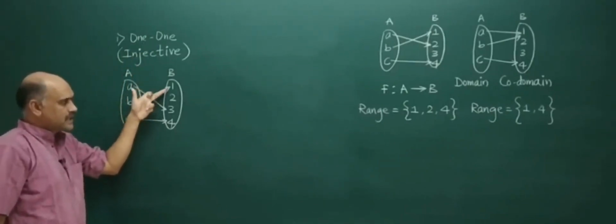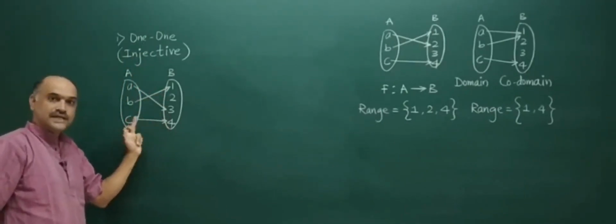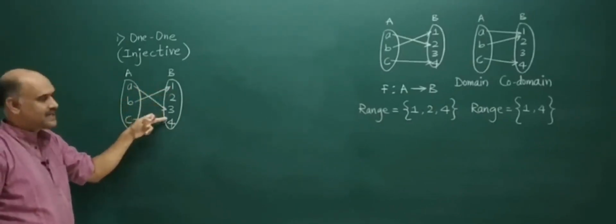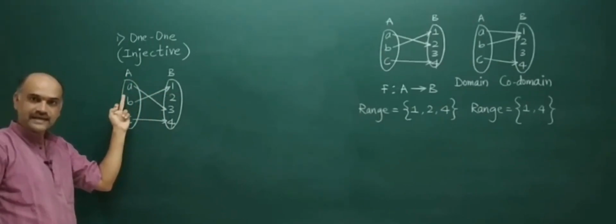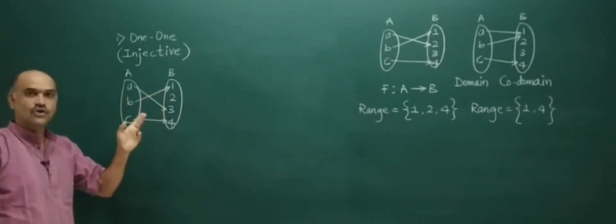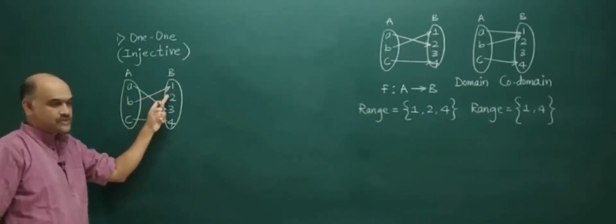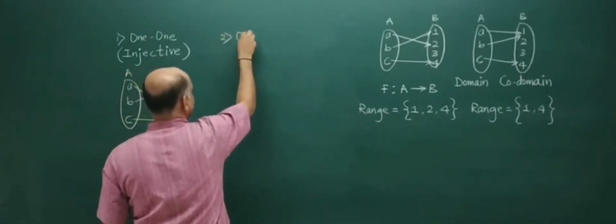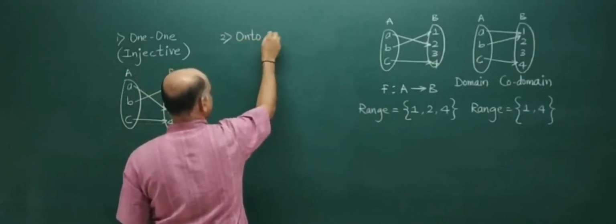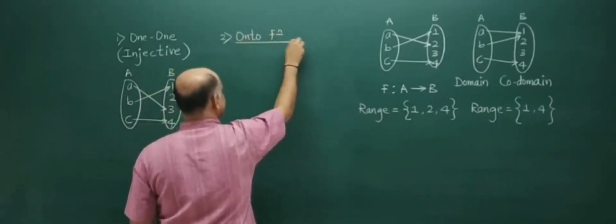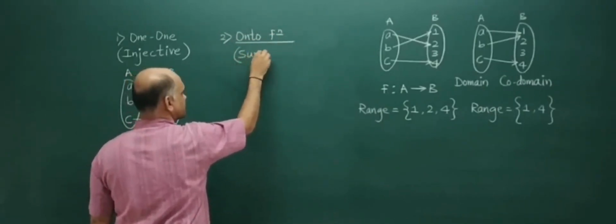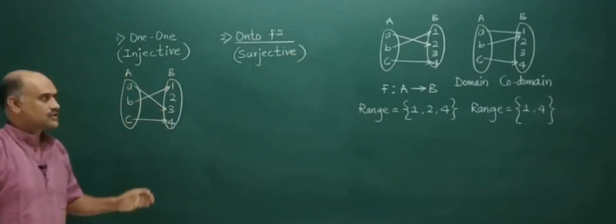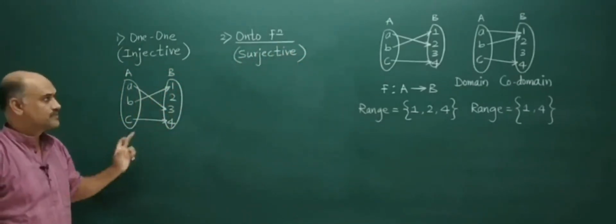Now, here in set B, all elements are not images. If all elements of set B are images of set A, then we call it an onto function, meaning all elements should be related. So the second one we have is the onto function, or it is also called a surjective function. So all elements of set B should be related.